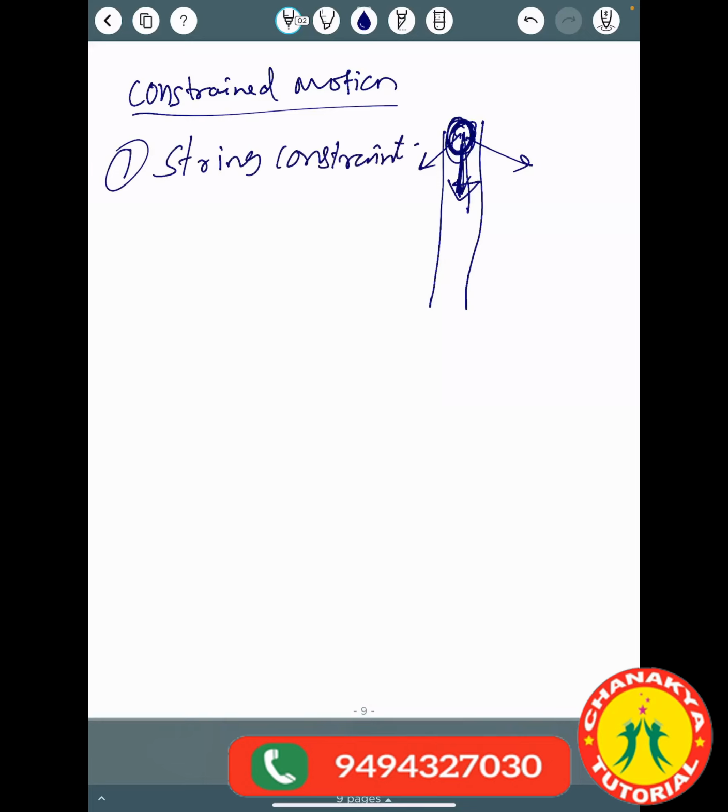What the string constraint says is, if I have a string, rope, anything you can say, and let's say the velocity of this end is in this direction, VA, and this point is A, this point is B, and this velocity is VB. Let's say this angle is theta and this angle is also theta, or I can say alpha and beta, some different angles, let us take.